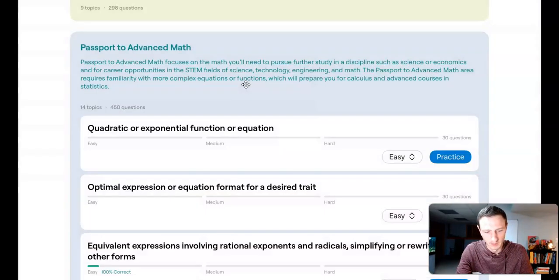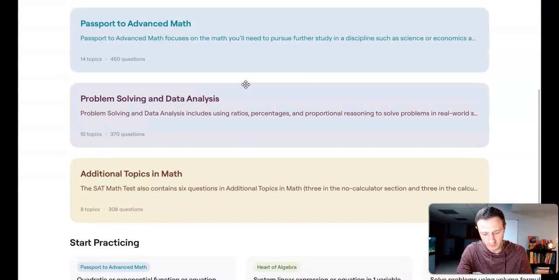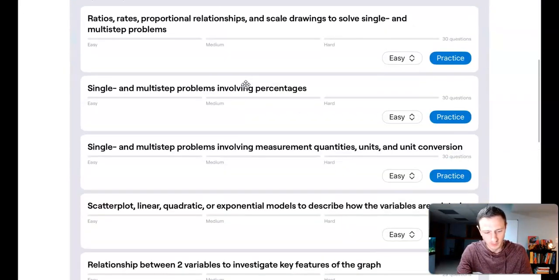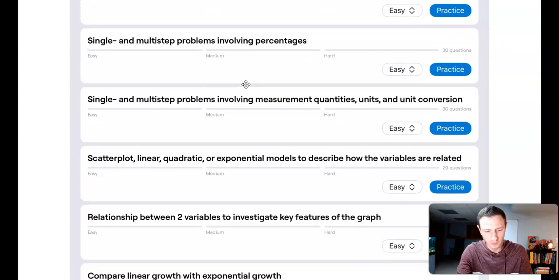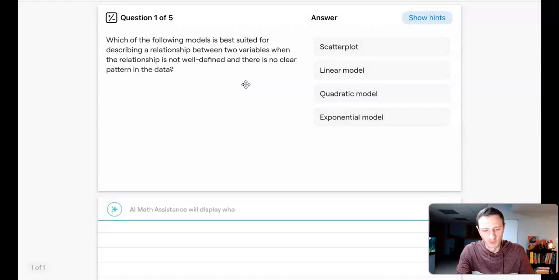Done. Next one I pulled for my easy, topic 3, so that would be problem solving, data analysis, and then question number 4. So question number 4 would be: scatter plot, linear, quadratic, or exponential models to describe how the variables are related. This sounds tough. Which of the following models is best suited for describing a relationship between 2 variables when the relationship is not well defined and there is no clear pattern in the data?